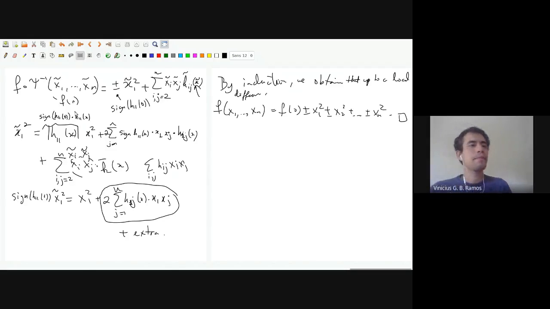Okay. Yeah, so you need to go up to step n. So you're going to end up with an h_nn xn squared, and then you do one more step to eliminate the last h. So you have to do n steps, not just n minus 1.